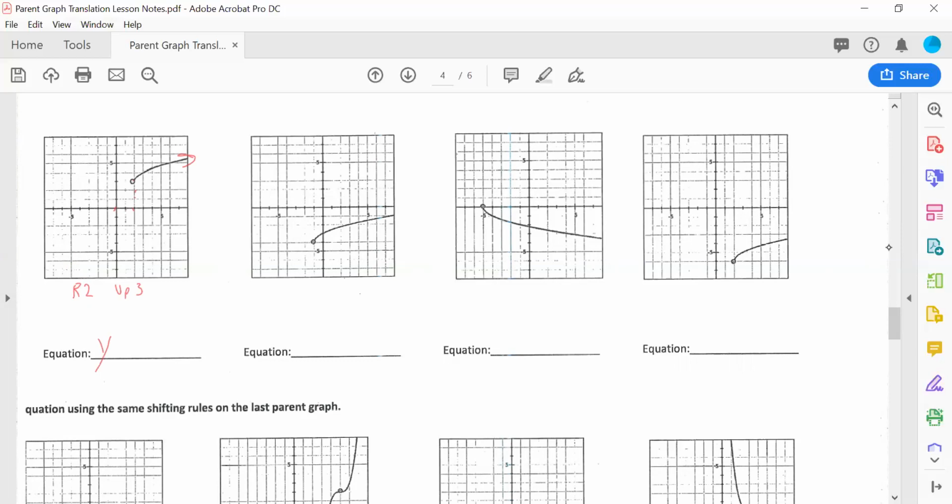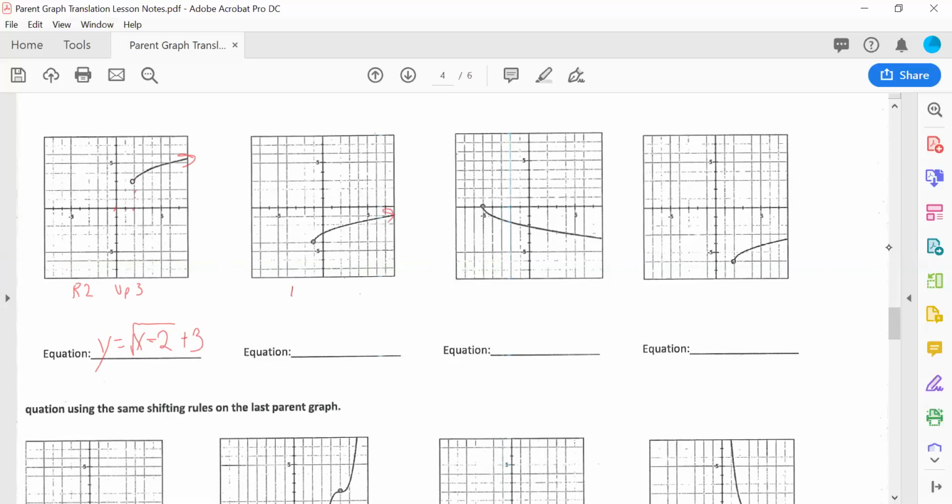So it's going to be y equals, and I'm going to draw a square root. Underneath the root is left and right. So to the right 2, so that means x plus 2 or x minus 2? It means x minus 2, because it's opposite the way I think. And then up 3, so plus 3. So the x minus 2 is underneath the root, and then the plus 3 is not underneath the root. That's it.